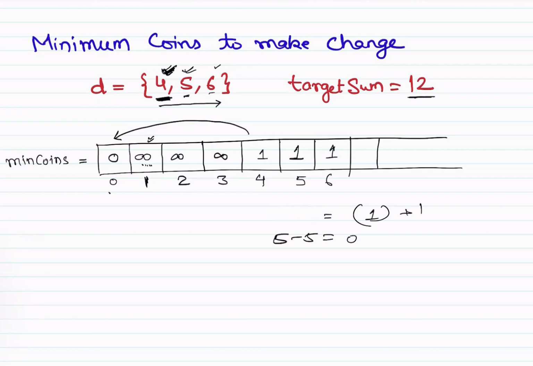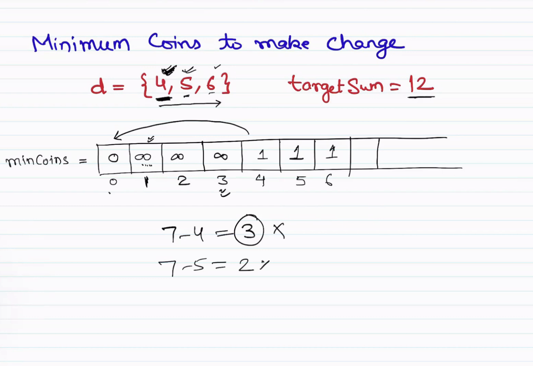Now, same way, coming to 7. Let's say you're going with 7. If you choose a 4 rupee coin, you have to look for 7 minus 4. The remaining value 3 requires infinite coins, so not possible. With 7, if you choose 5, you have to look for how many coins to make change for 2, not possible. From 7, if you subtract 6, you have to look for 1's answer. 1's answer is infinite, not possible. So 7 is impossible to achieve.